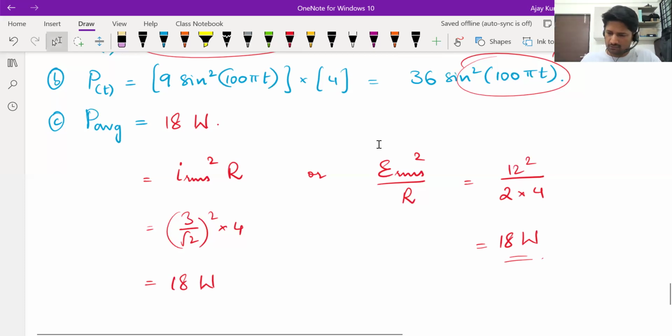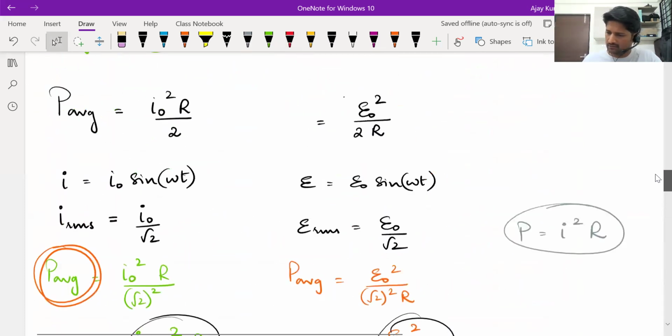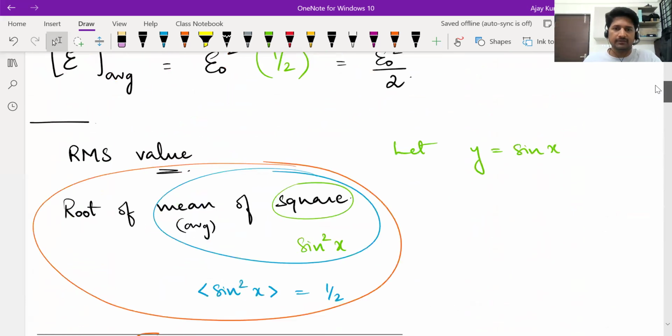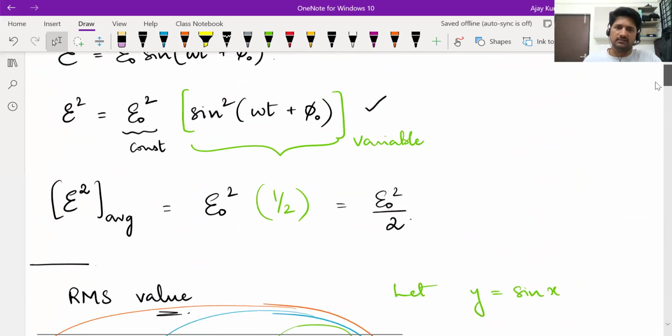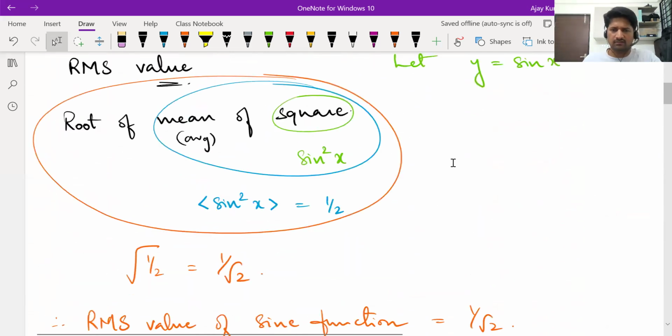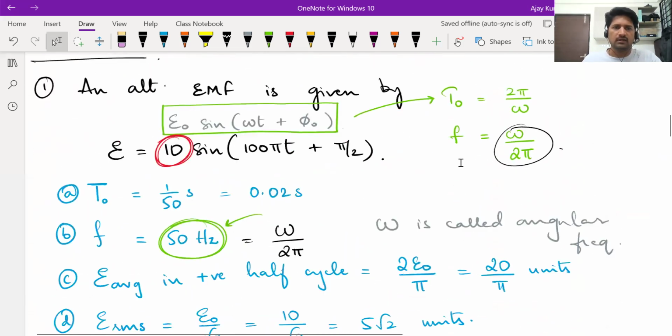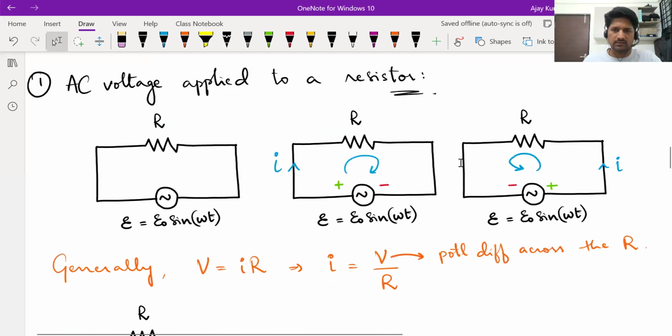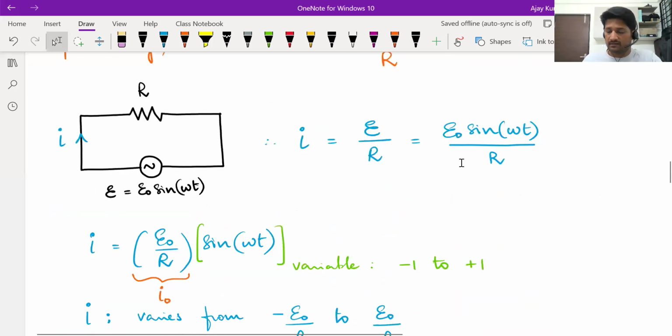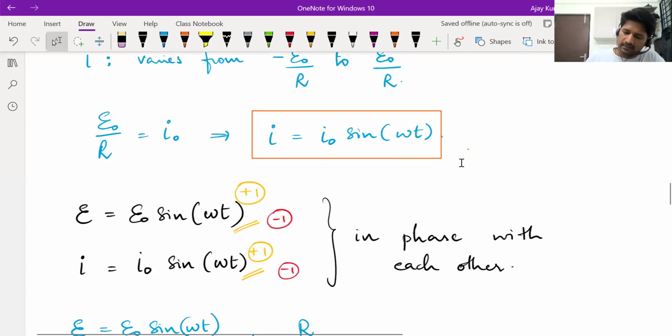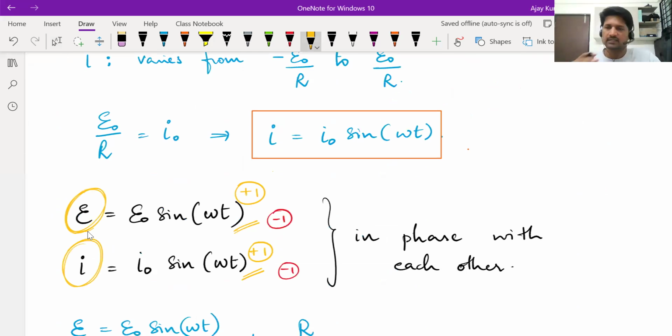Okay, so let's quickly go through what we discussed today. Effectively, what we learned is what happens when an alternating EMF is applied across a resistor. We first discussed the RMS value of the sine function, 1 by root 2, then E naught by root 2. An alternating EMF applied to a resistor gives you alternating current. And a very important observation is that the current through the resistor and the voltage across it will always be in phase. If voltage across the resistor is increasing, current will be increasing. If voltage is decreasing, current will be decreasing. They'll be in phase with each other.